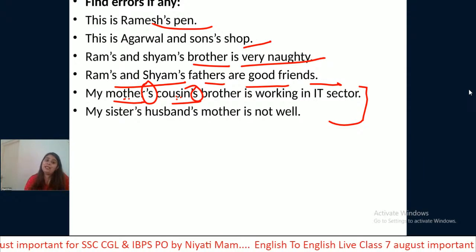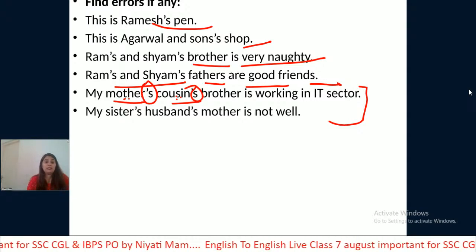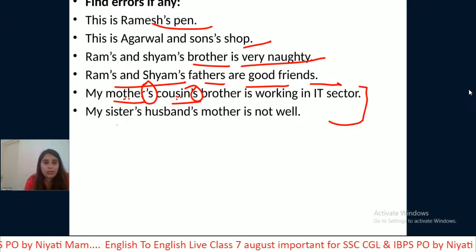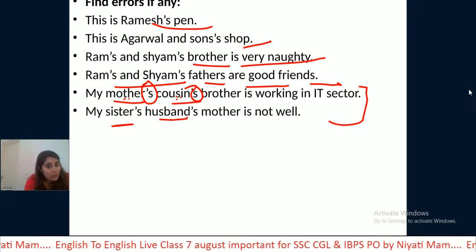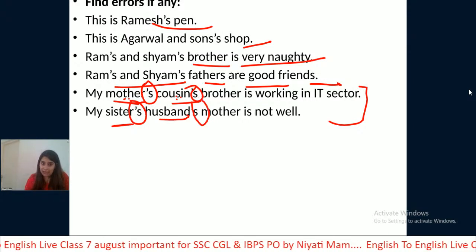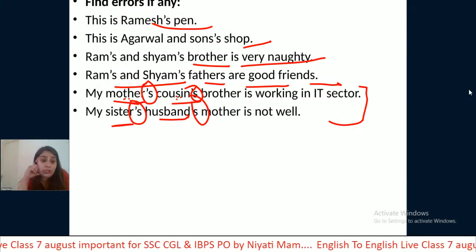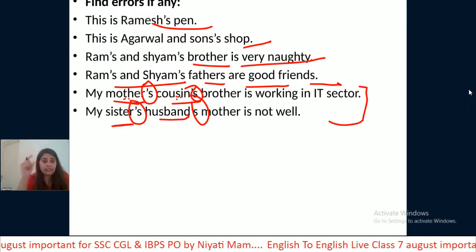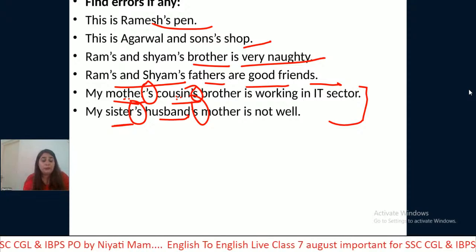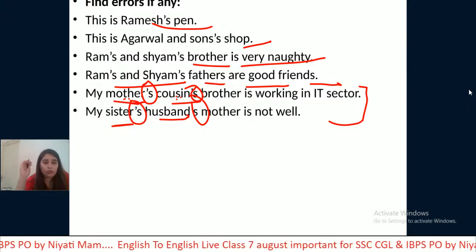Second thing, the same is happening in the last sentence. My sister's husband's mother is not well. There are two nouns. One is sister, another one is husband. Both the nouns have apostrophe s after them, and both the nouns are adjacent to each other. Adjacent to each other, they are lying together. They are neighbors of each other, right? So you need to remember.